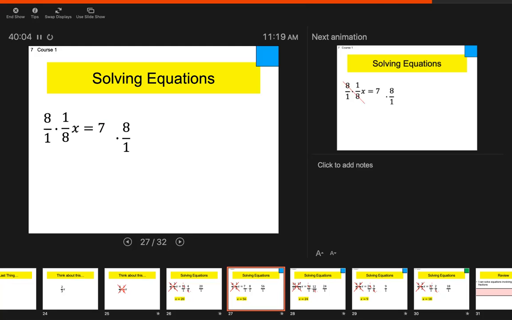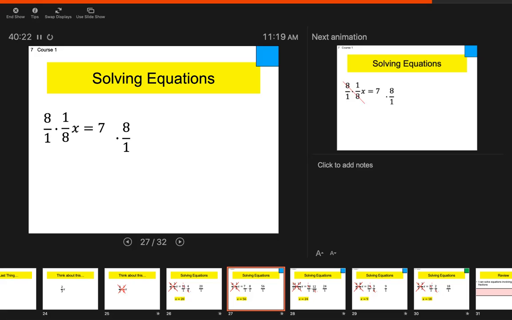Both sides by 8/1. We will never flip this number right here. That number doesn't get flipped. What gets flipped? Now, why do we do that? Well, to get rid of multiplication, you divide. We divide by a fraction, 1/8. That's what we have to do the copy, dot, flip with. Okay? What happens on the left side?